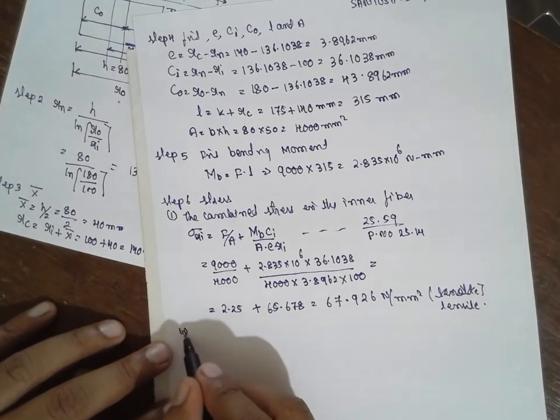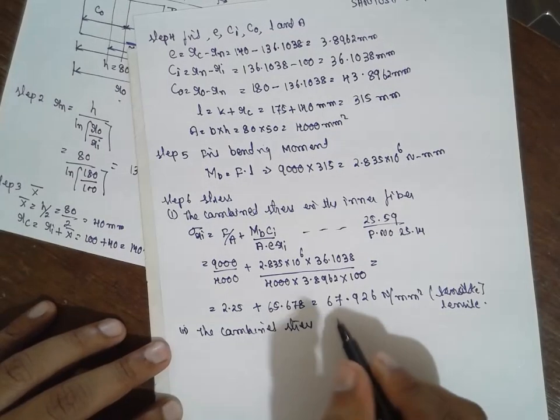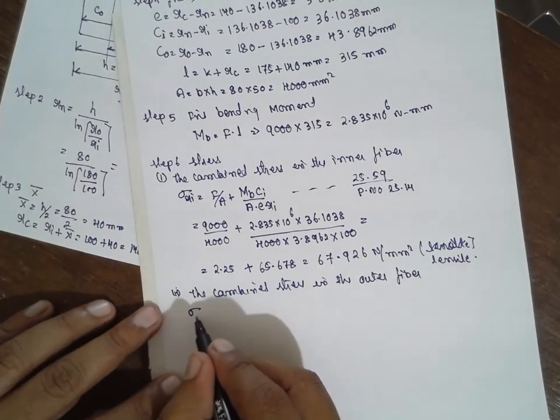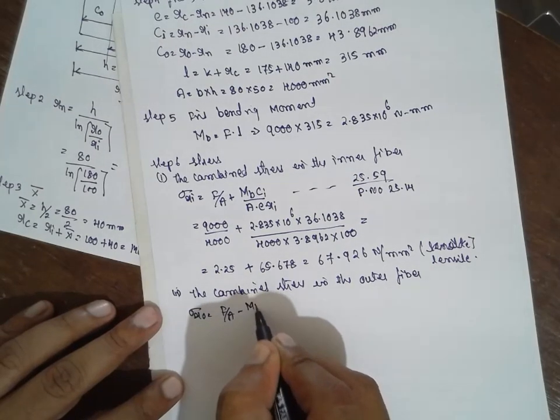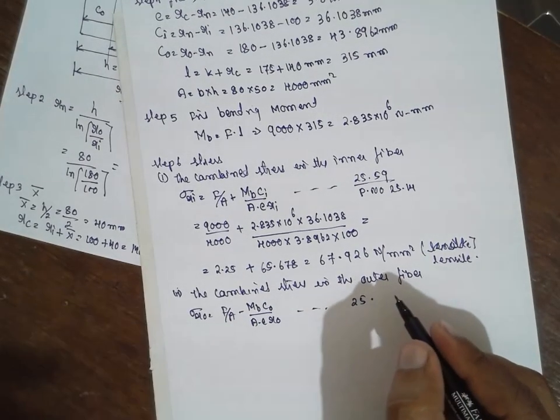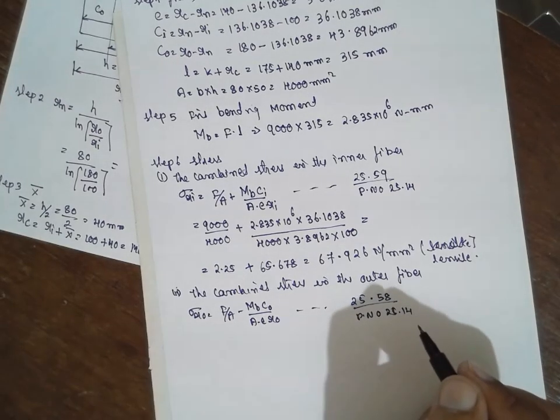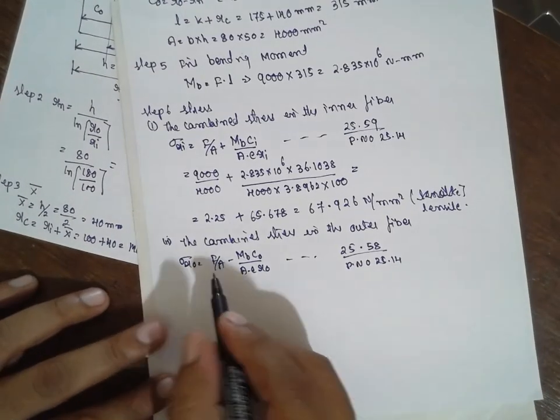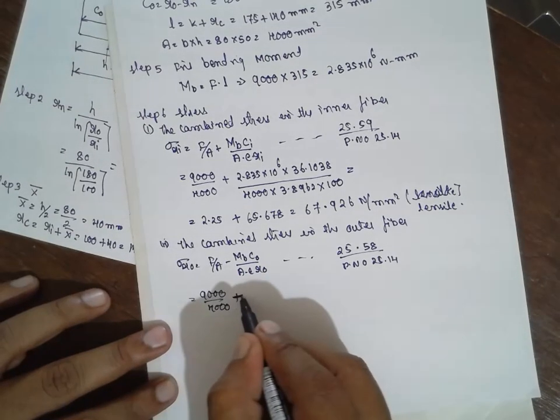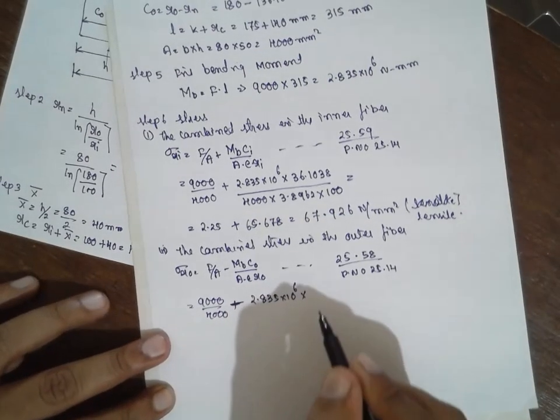And next, second, the combined stress in outer fiber. Formula: sigma R naught is equal to F by A minus MB C naught divided by AE R naught. Page number 25.14. Substitute the value. Your value will be 9000 divided by 4000, plus, sorry, it should be minus MB, which will be 2.835 × 10^6.